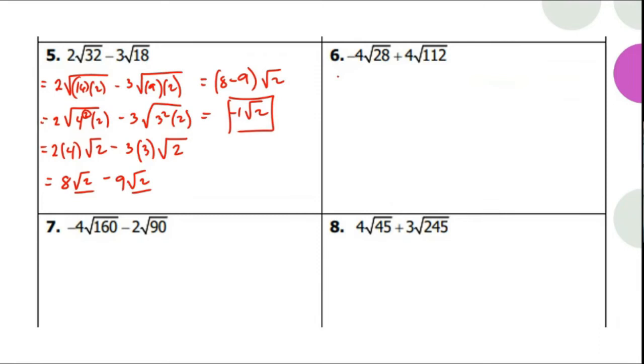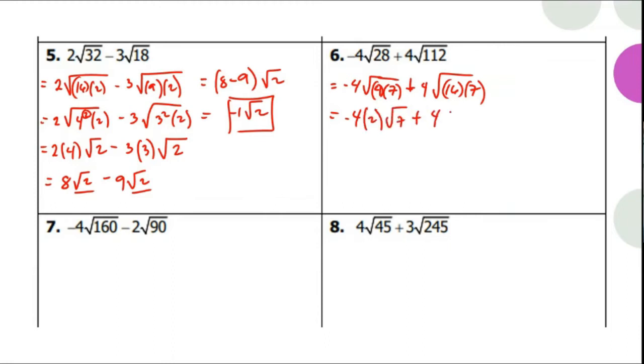So for number 6, we have negative 4 square root of 28 plus 4 square root of 112. Okay, so in this case, we can now simplify square root of 28, and that is 4 times 7, plus 4 square root of 112, which is the same as 16 times 7. So we can now get the square root of the perfect square factors in the radicand. So that is negative 4, square root of 4 is 2. So that is 2 square root of 7.